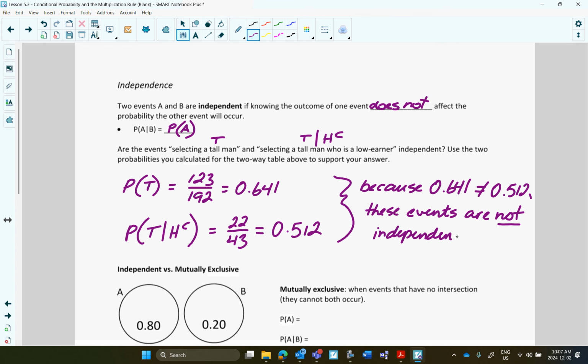So when you test for independence, okay, you calculate the two probabilities. If they're equal, independent. If they don't, not independent.